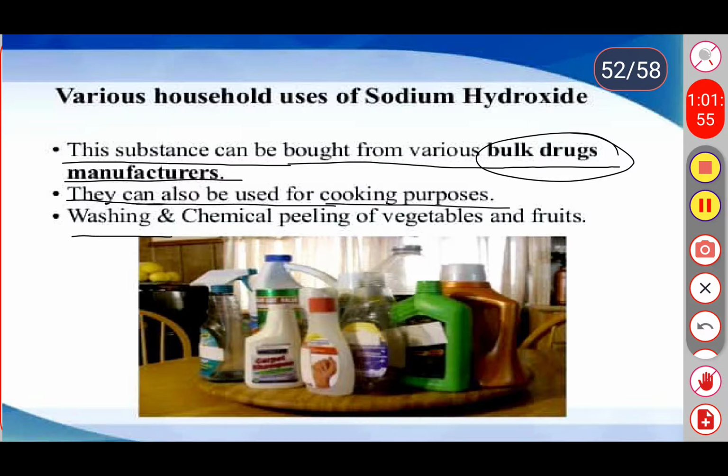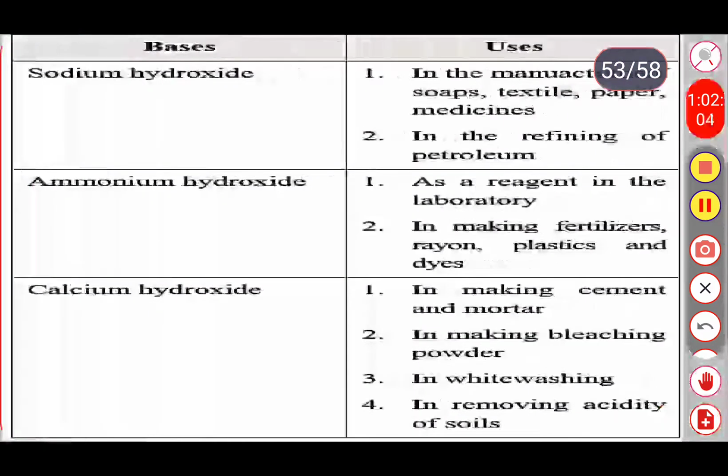Here some uses of the bases are listed below. See them one by one. First one is sodium hydroxide. Sodium hydroxide is used in the manufacture of soaps, textiles, papers and medicines. Similarly, sodium hydroxide is also used in the refining of petroleum. Refining of petroleum means the purification of petroleum, where we also use sodium hydroxide.